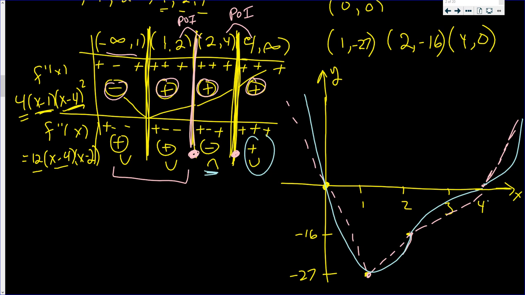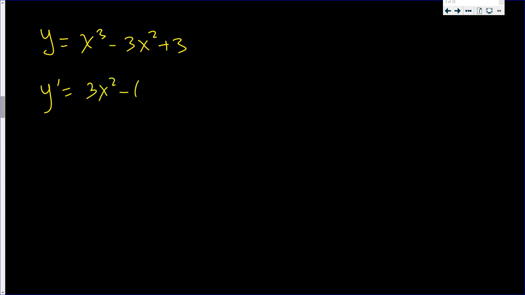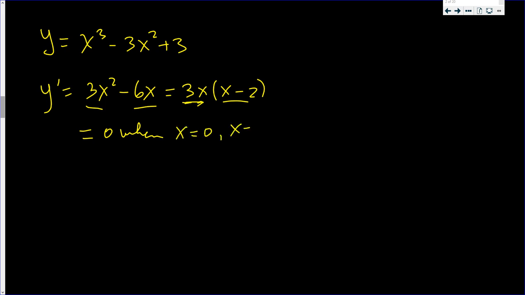Let us try another couple of problems. We'll actually do the next one twice. Suppose you have y equals x cubed minus 3x squared plus the number 3. So y prime is 3x squared minus 6x. I'll factor out 3x. 3x times x gives me 3x squared, minus 3x times 2 gives me minus 6x. Now, this equals 0 when one of these factors is 0. When x is 0 or when x is 2.